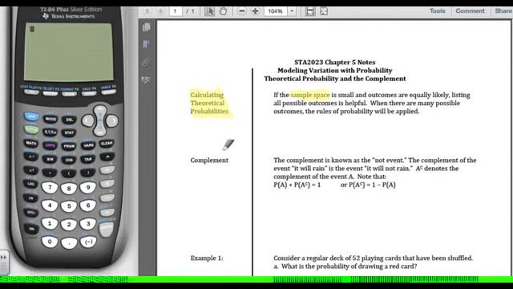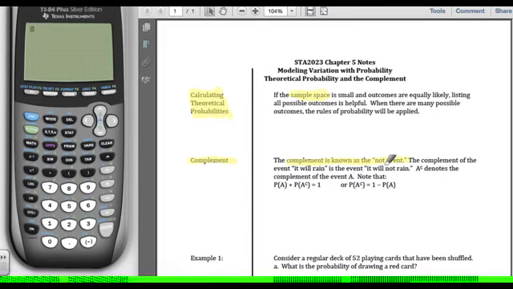In addition to sample space, another term to focus on in this video is the complement. And we'll call the complement the not event. It's the opposite of a particular event. For example, the complement of it will rain is that it will not rain. If there is a 70% chance that it's going to rain today, that means there's a 30% chance that it will not rain today.